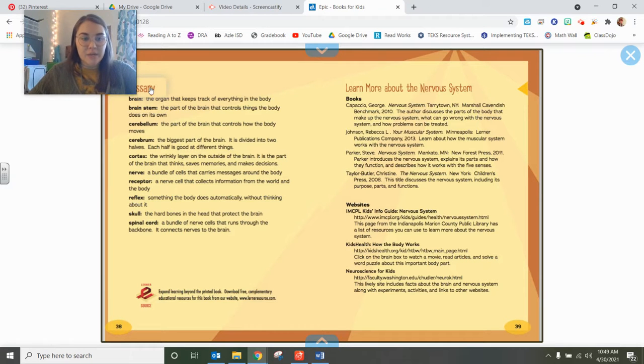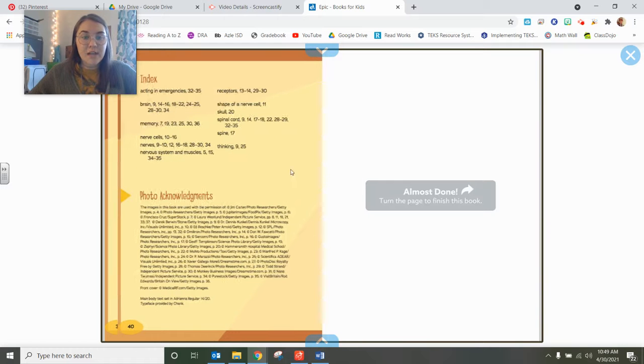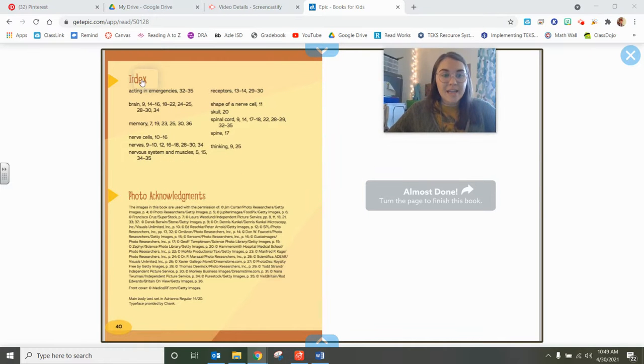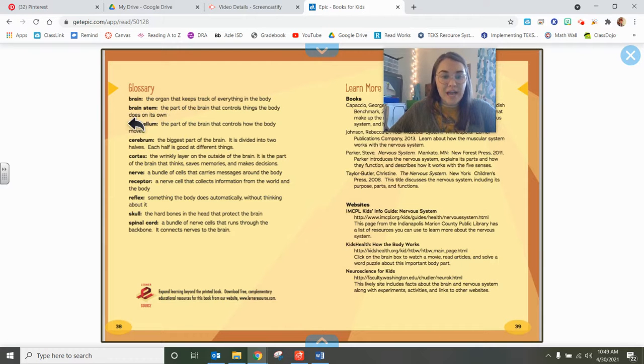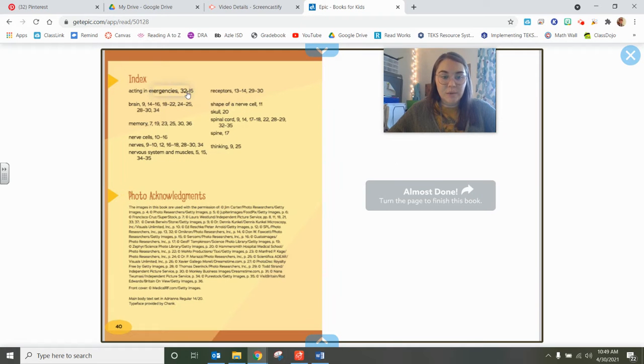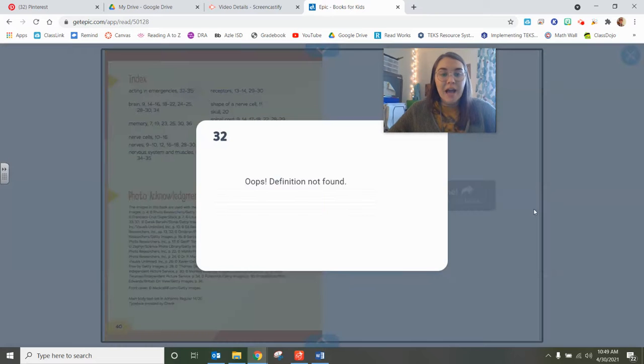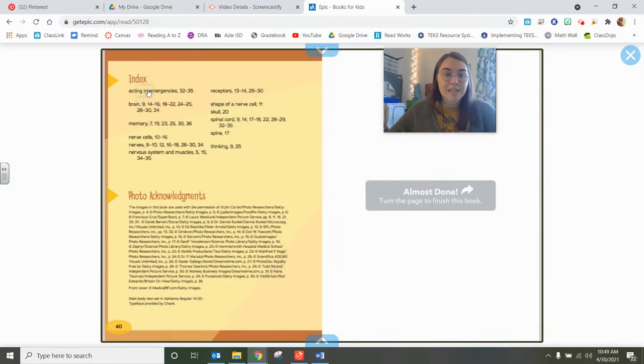All right, here's what I wanted to show you. They have a glossary. A glossary is a list of alphabetized vocabulary words and their definitions. This one has an index as well. An index is an alphabetized list with page numbers. So notice how the index and glossary are very similar. The glossary has the alphabetized list and it has definitions. This has a very similar alphabetized list, but it has page numbers. So if I wanted to go to this page, acting in emergencies would be on those pages. Glossaries help me understand the definition. Indexes help me find different topics that I want to see in books.